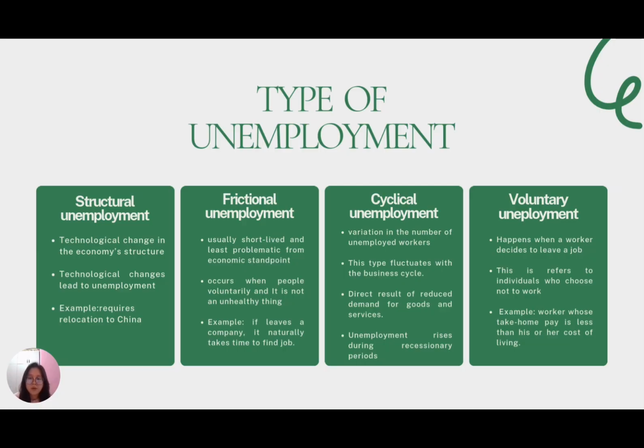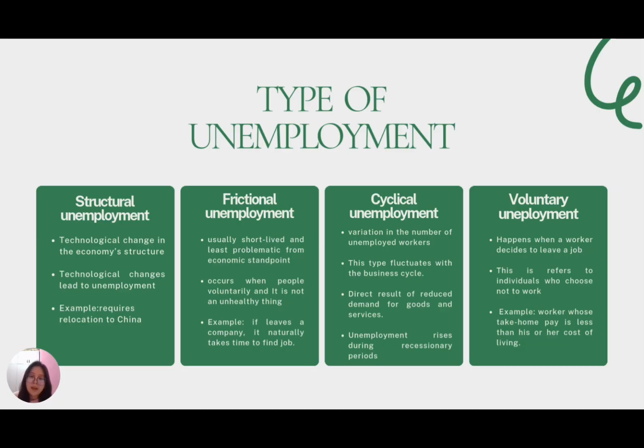Another type of unemployment is cyclical unemployment. Cyclical unemployment is the variation in the number of unemployed workers due to economic upturns and downturns, such as changes in oil prices, with unemployment rising during the recessionary period and declining during the period of economic growth. This type of unemployment moves with the business cycle, increasing during recession and decreasing during expansion. It is a direct result of reduced demand for goods and services during the economic downturn.